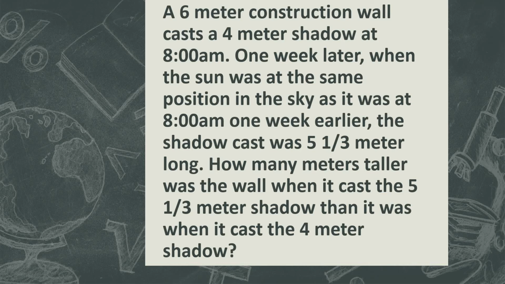A 6-meter construction wall cast a 4-meter shadow at 8 am. 1 week later, when the sun was at the same position in the sky as it was at 8 am 1 week earlier, the shadow cast was 5 1/3 meter long. How many meters taller was the wall when it cast the 5 1/3 meter shadow than it was when it cast the 4-meter shadow?